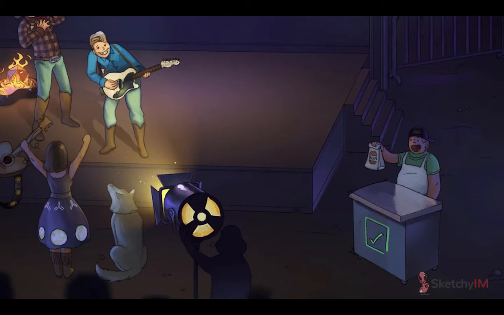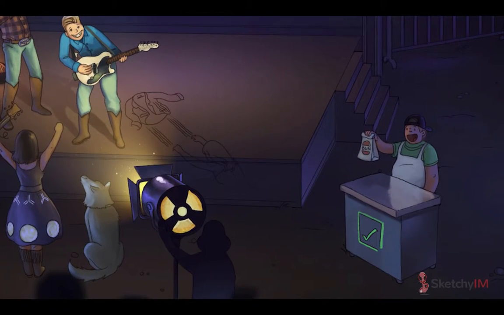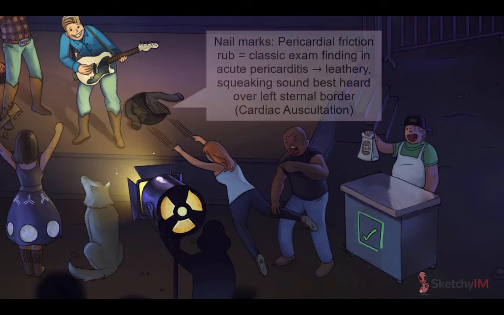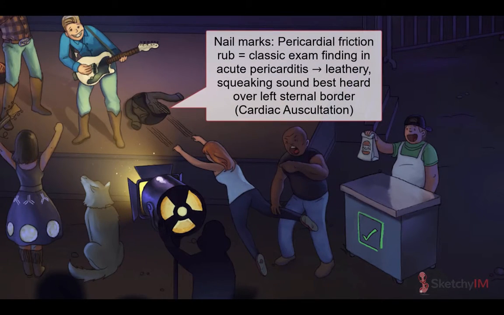The classic physical exam finding in acute pericarditis is a pericardial friction rub. The sound is described as a leathery, squeaking noise. Kind of like the sound those nails must have made as that woman's being dragged off the stage. Ugh, hate that noise. Pericardial friction rubs are best heard over the left sternal border with the patient sitting up and leaning forward, which is why these nail marks cover the left side of that leather jacket.